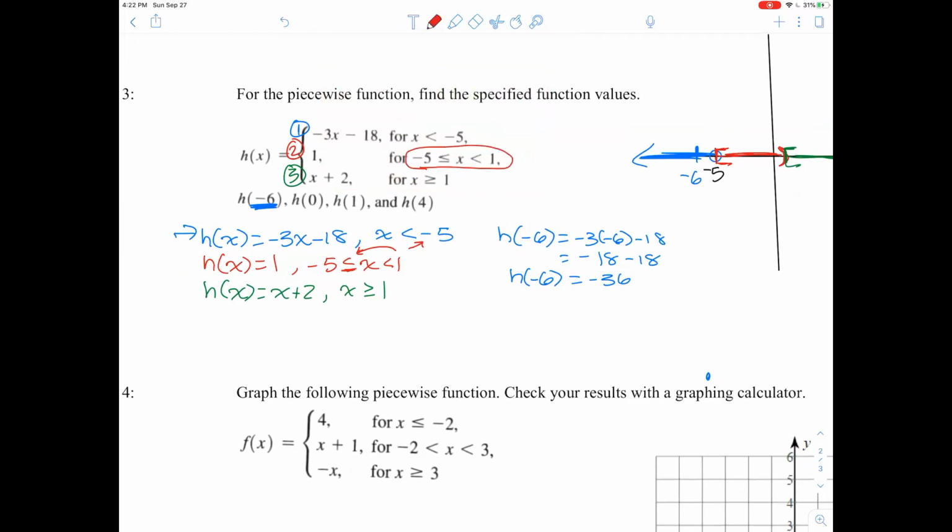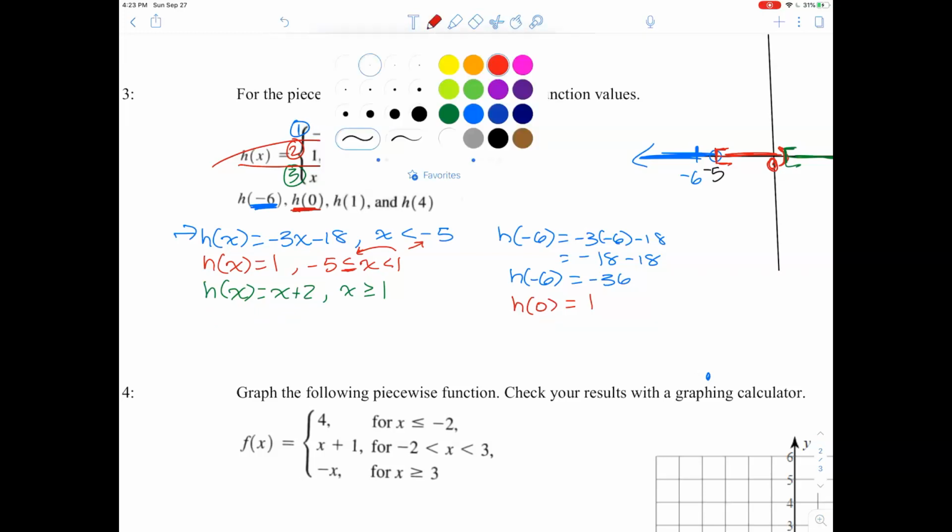Let's look at this next value. It says find h of 0. Well, 0 is right here for x. So that means we're going to plug it into the second piece. So h of 0 equals 1. Oh, actually, I should have plugged that in here. h of 0 equals 1. That's the equation. It doesn't matter what x I plug in, the y is always 1. So there's that piece. All right, so let's take a look at the next one.